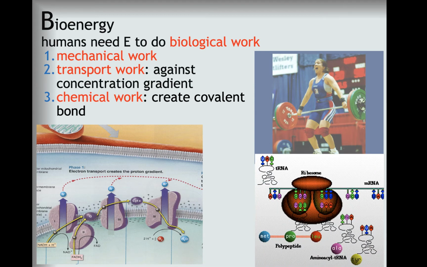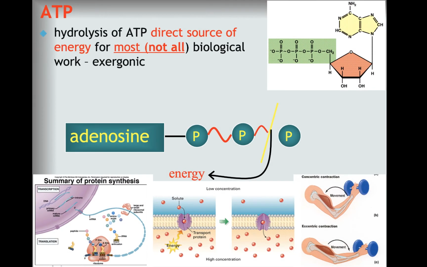And then lastly, the third type of biological work is chemical work. We're creating covalent bonds. And so anytime we do dehydration synthesis, then we've done chemical work. Perhaps the best example of that would be translation, where we're taking amino acids and building them into polypeptides or proteins. Again, hydrolysis of ATP is how we get the energy to drive most, but not all, biological work. And the hydrolysis of ATP is exergonic. That means we have the release of energy, which is going to be put in to make the work happen. So that's what's going on.